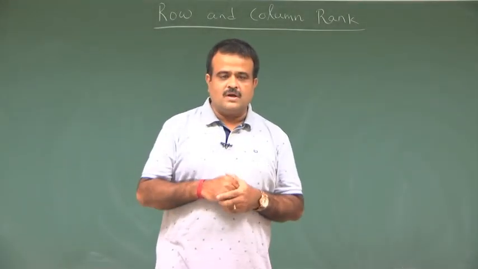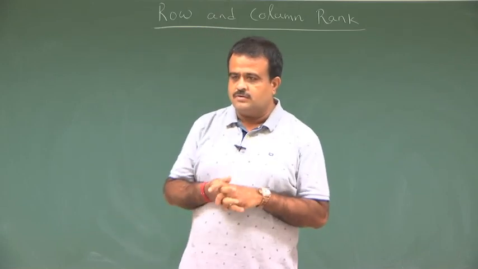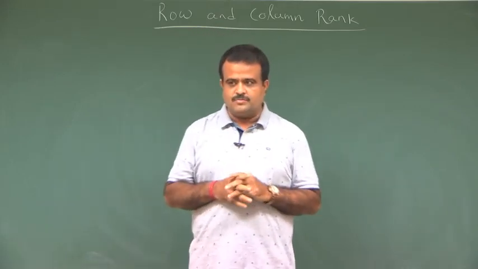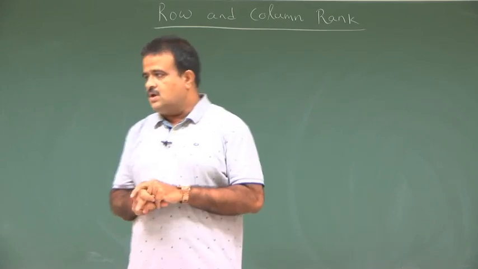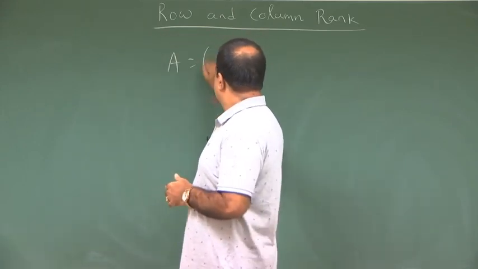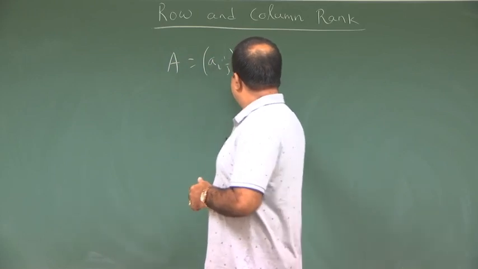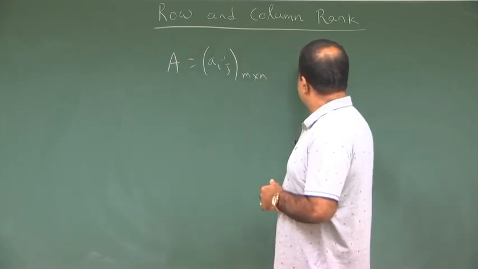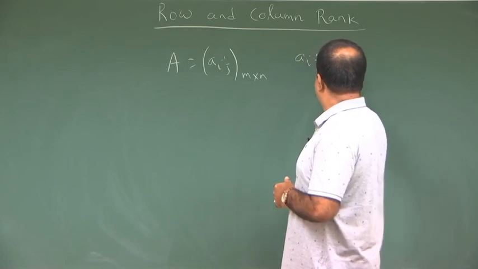Okay, so we are talking about rank of a matrix. Today we will discuss the row rank and column rank of a matrix. Suppose we have a matrix A, which is an m by n matrix, so m rows and n columns, and these elements are coming from a field.